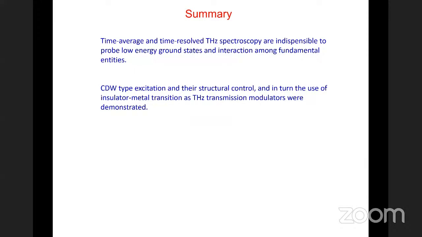I conclude here that time averaged and time resolved spectroscopy has now become indispensable to probe the low energy ground states and the interactions among fundamental entities. We showed the CW type excitation and the structure control, and in turn, we also showed that the insulator metal transition can be used as a terahertz transmission modulator.